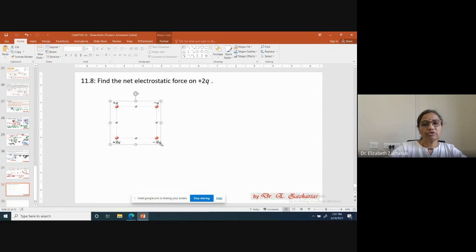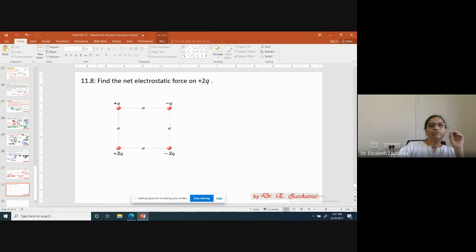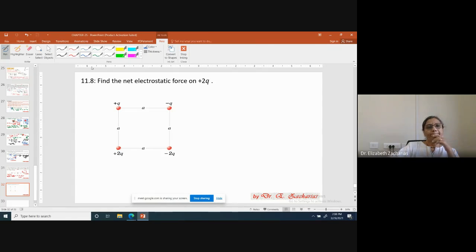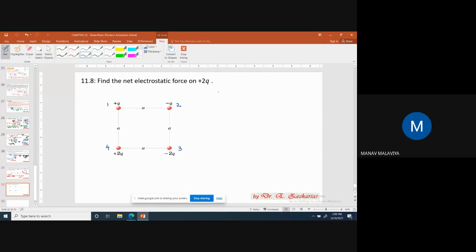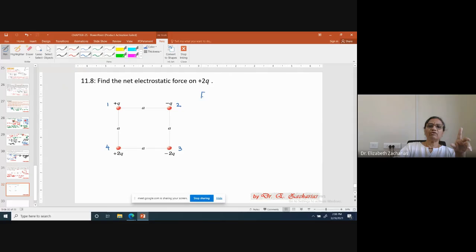Let me also increase the size. So which principle should you use here to find out the net force? Find the net electrostatic force on plus 2Q. Instead of writing Q, minus Q and all, I will just give these fellows one number. I'll call them 1, 2, 3, and 4. So are we going to find F1, F2, F3 or F4? F4. We are going to find out F4.